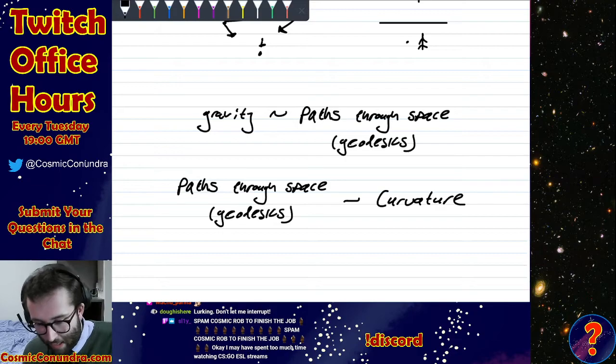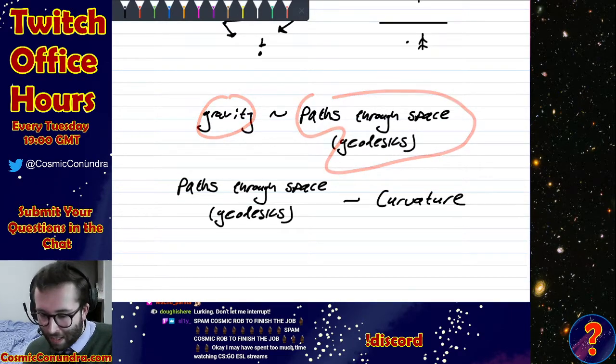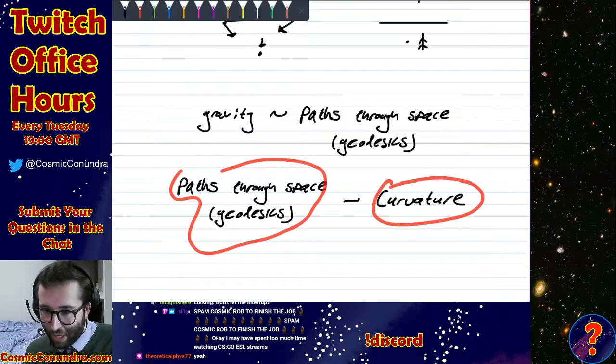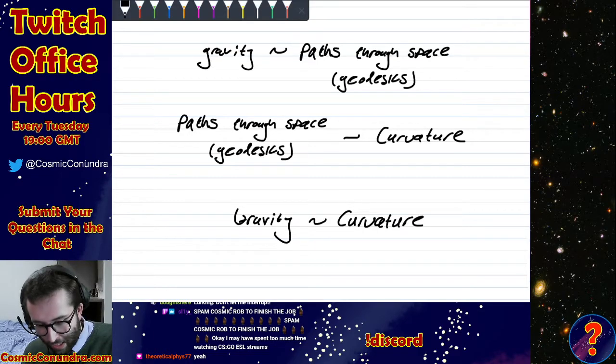So, by the transitive property of these equalities I've written, is it transitive? What's the word? I think it's transitive. So, if gravity is related to paths through space-time, and paths through space-time is related to curvature, then we can say something quite important, which is that gravity is related to curvature, particularly curvature of space-time. Well, space or space-time? This is the interesting thing.